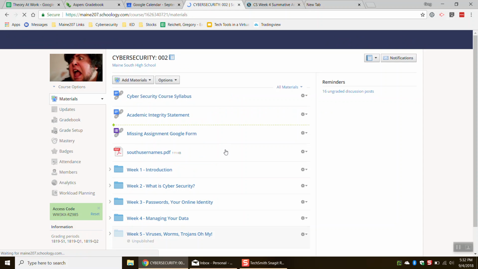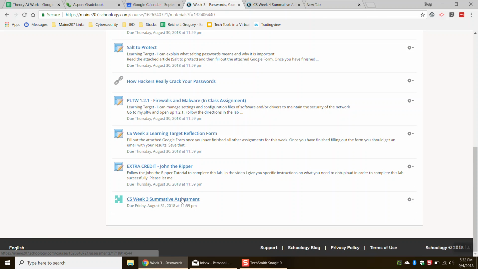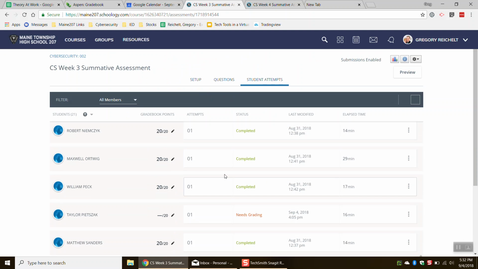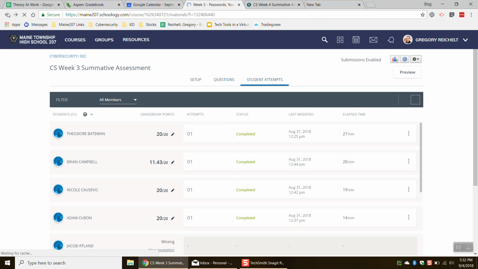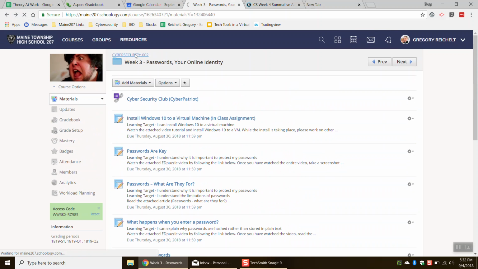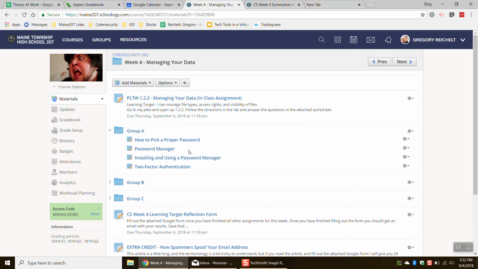Every week in this class, you see the week three project right down here at the bottom was the week three summative. And then I took a look at how the students did on this assignment, and based upon how they did, I divided them into groups, specifically by the learning targets. So I saw students that needed help with passwords in particular. Passwords was kind of one of the themes of the last summative. So any student who struggled or got a question wrong with passwords was automatically put into group A.